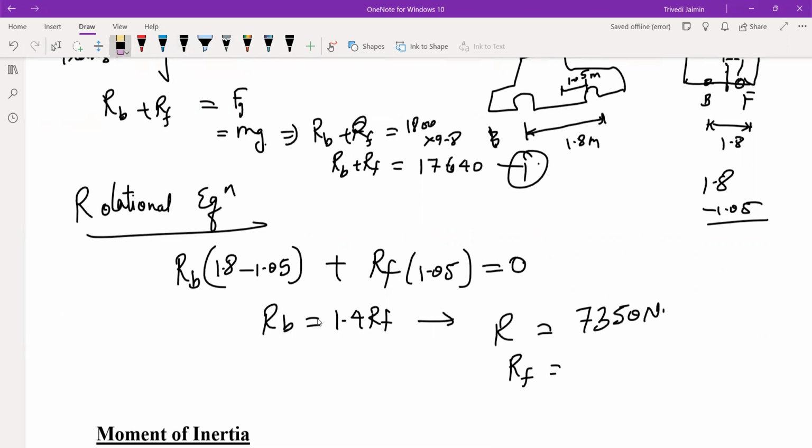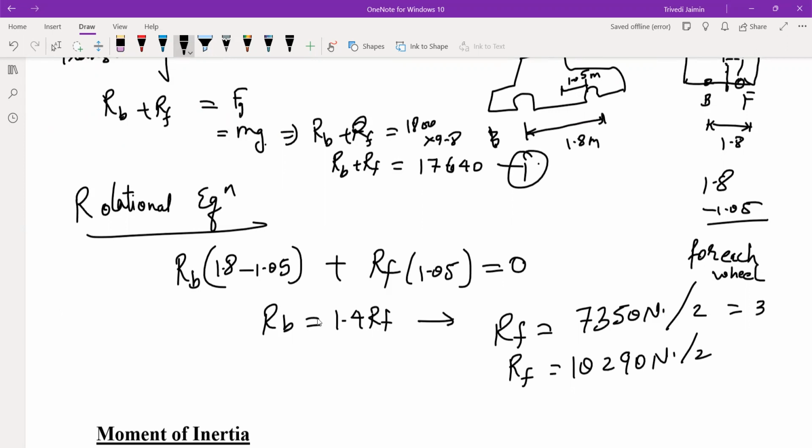Then let's change this as RF. 10290 Newton. And half of it will give you for each wheel. 3675 and 5145. Each wheel, 3675. 5145 Newton.